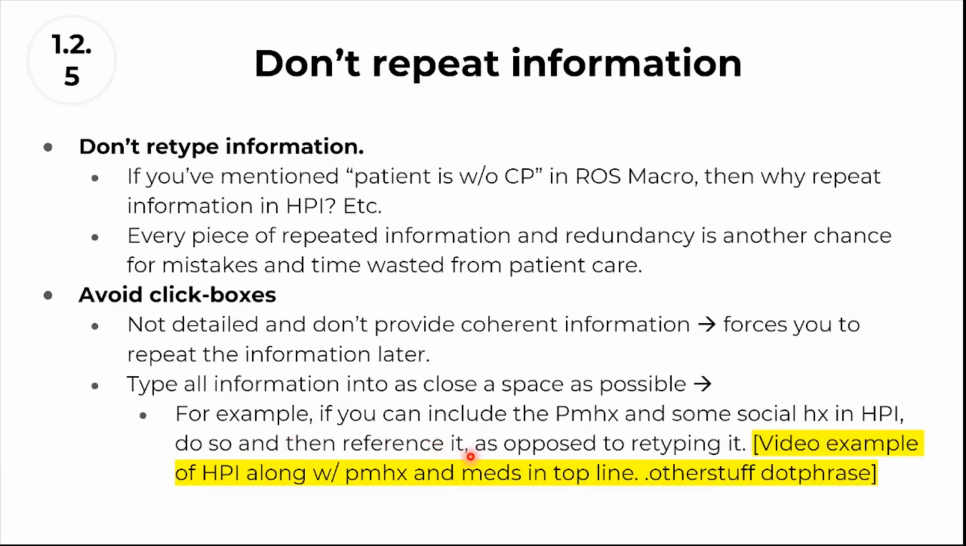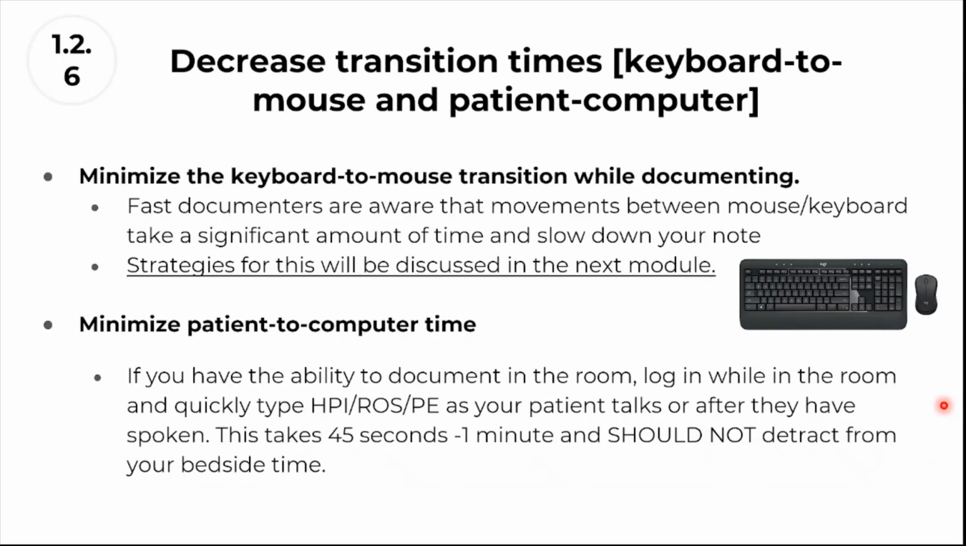How to keep things as close as possible within a note without actually having to jump out of your current text box, go to a whole different past medical history section, go to a whole different allergy section: just combine it into one place, and that way you don't have to take your hands off the keyboard, you don't have to go click more boxes, and that's going to be critical in improving your note speed.